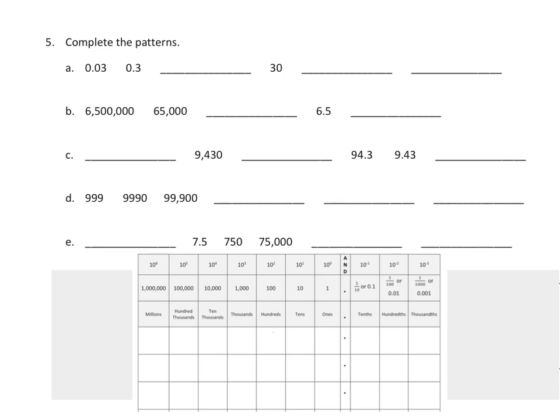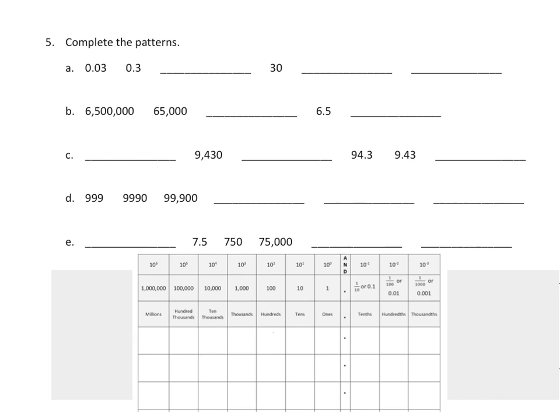All right, let's skip over to question number 5. Remember, sometimes we skip problems and go over to ones I feel are more important for us to practice. Number 5, we're going to complete the patterns. We're going to look at the patterns. We're going to see, hey, is the number getting smaller? Is it getting bigger? Are we multiplying it? Are we dividing it? And by what exponent?